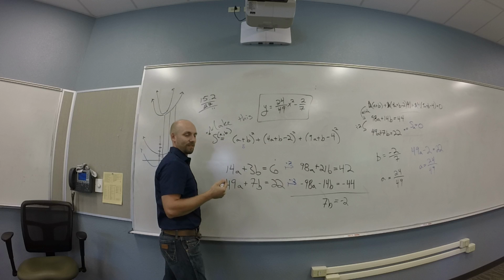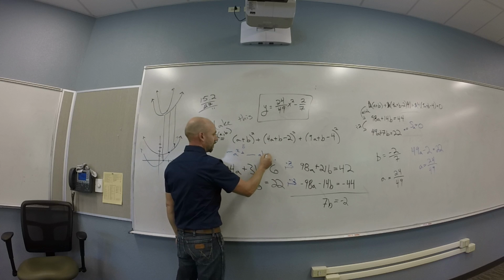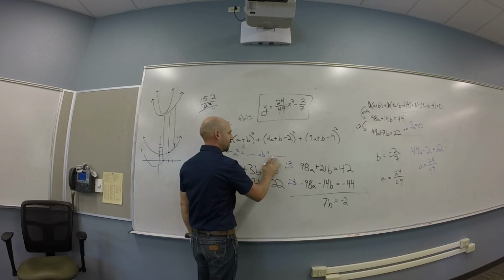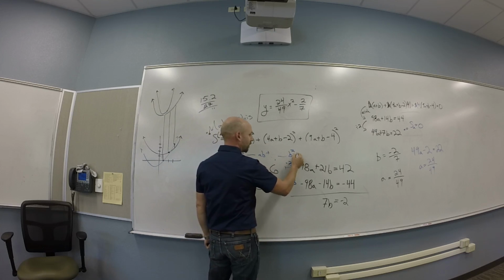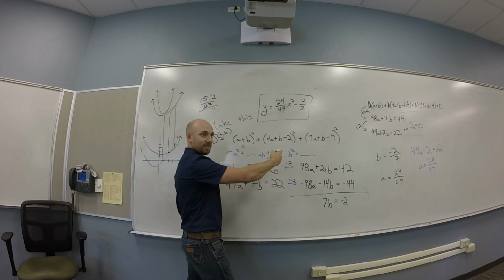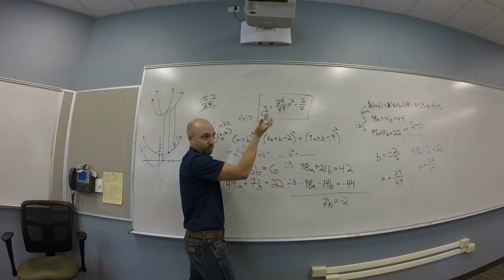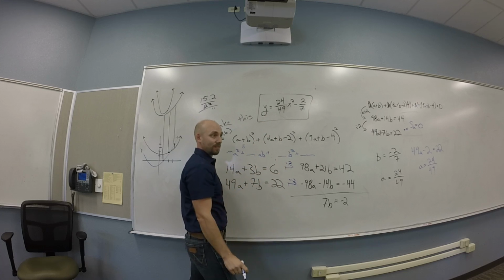You get some a squareds, some ab's, and some b squareds, and maybe some kind of number, right? What is this? This is a polynomial in two variables. It's quadratic, right? So it's a paraboloid of some kind.